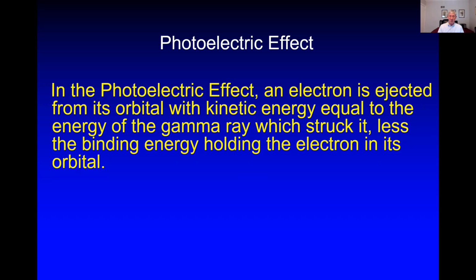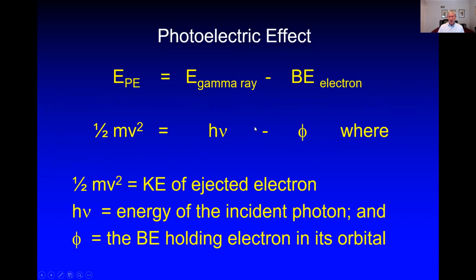The force, by the way, of removing an electron from an orbital, to give you some insight into the size of the force, is measured in electron volts. Electron volts are very tiny compared to keV, kiloelectron volts. So here's your equation. This says that the energy of the photoelectron equals the energy of the gamma ray that struck it minus the binding energy of the electron in that orbital. But this is a very small number. It's not exactly true that the energy of the gamma ray and the energy of the photoelectron are exactly equal, but it's pretty close.